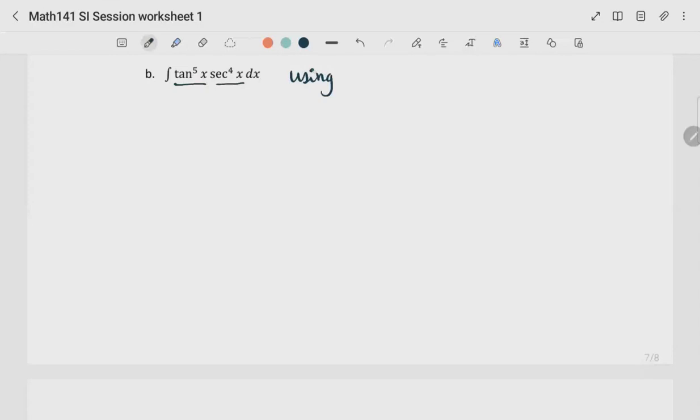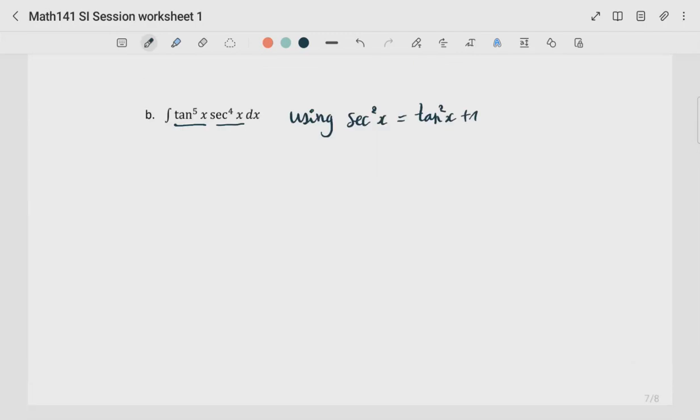Is it the 1 minus sin squared x, or the other way? That's a good one. So sec squared of x is just equal to tan squared x plus 1, right? Yes. So you could use that one.